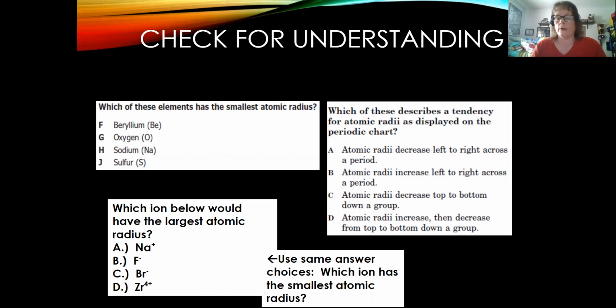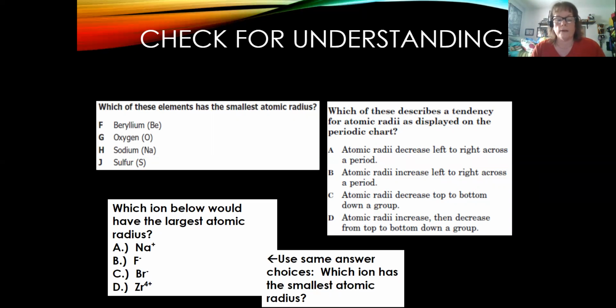All right, on the periodic table, which of these describes the tendency of atomic radii as displayed on the periodic table? Take a look at that real quick and let me know what you think. You can pause it. Okay, hopefully you chose letter A for that one. The atomic radii decreases from left to right across.